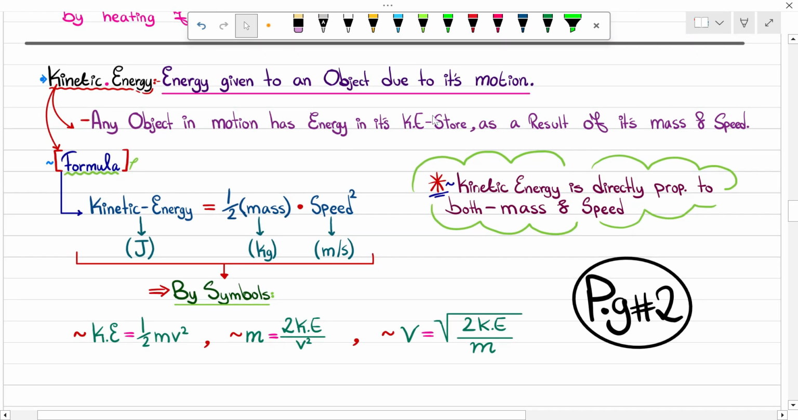So coming to the main energies in our syllabus, we have the first one, kinetic energy. This is energy given to an object due to its motion. Any object in motion has kinetic energy, or stores kinetic energy in the KE store. The formula of kinetic energy is half mv squared. This means half times the object's mass multiplied by the speed of the object squared. Kinetic energy is measured in joules, the mass in kilograms, and speed in meters per second.